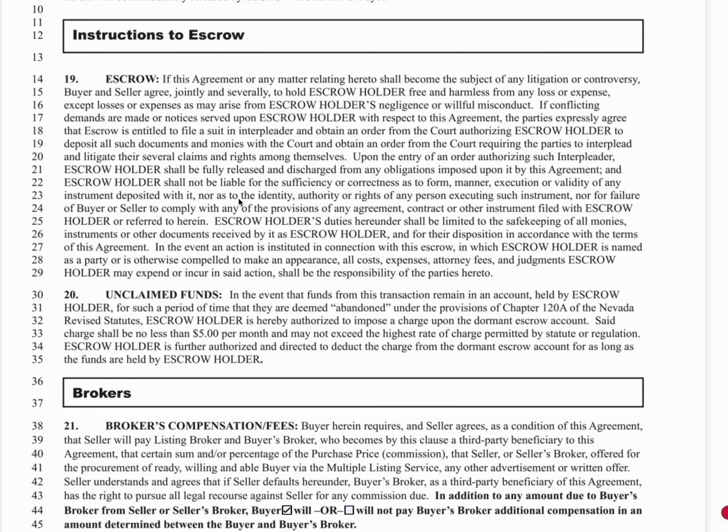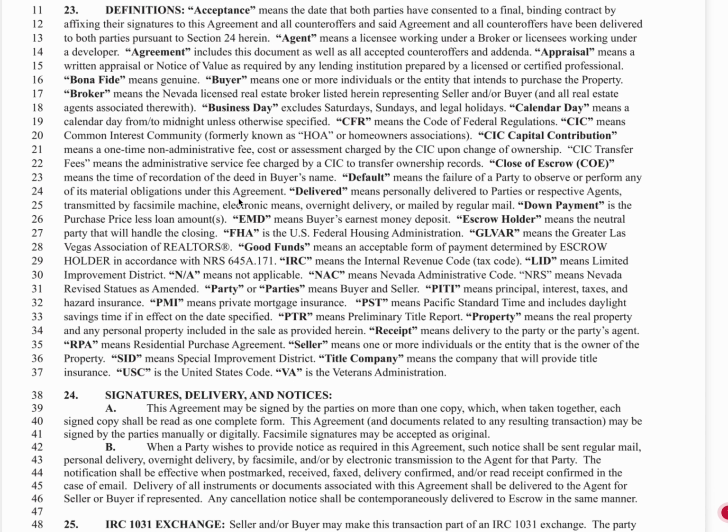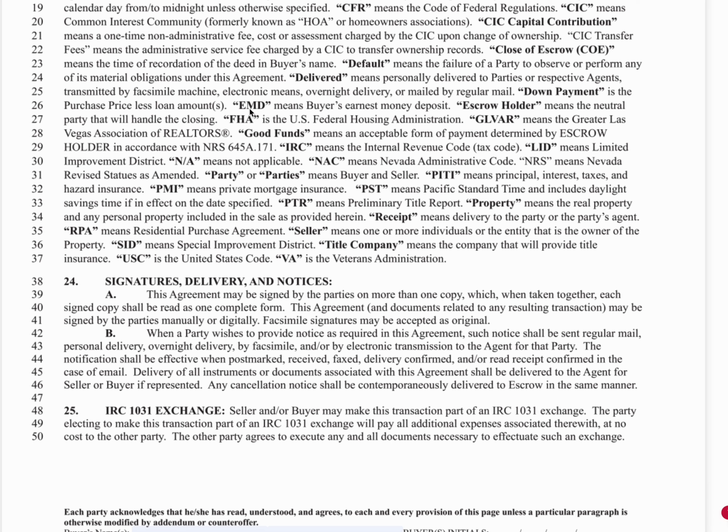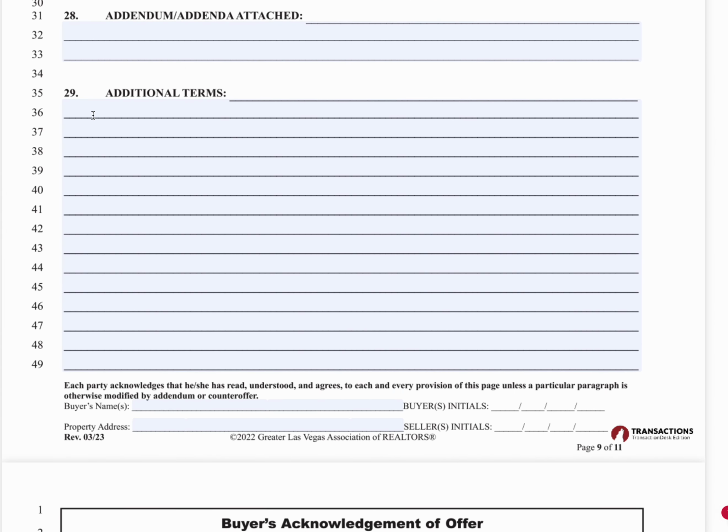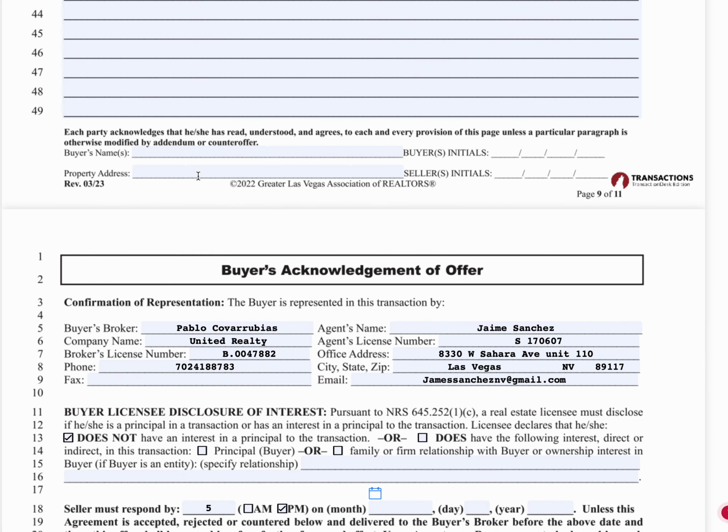Other than that, we go down here, and again, here's what EMD stands for. And if there are any additional terms, if it's a probate, or any special terms that we agreed on. Probate is something that we could go through. There are not that many probate properties, just so you know. Probate means the owner passed away, so it would have to go in front of a court. But I'll have another video on what a probate involves.